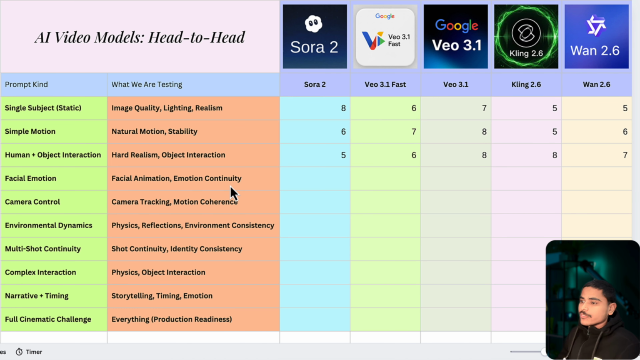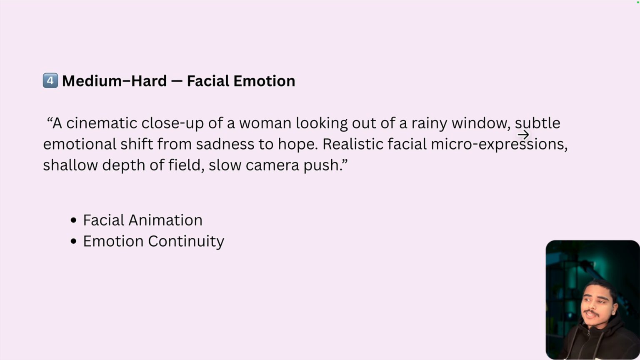Now let's test out the facial emotions. We will create a close-up of a woman looking out of a rainy window, subtle emotional shift from sadness to hope, realistic facial micro-expressions, shallow depth of field, slow camera push. So let's test it out. Changing the subtle emotional shift will be our judging point.